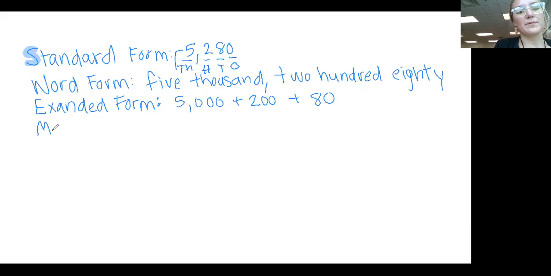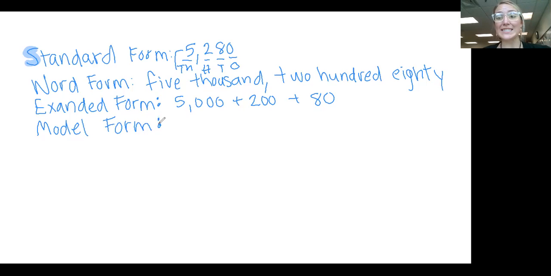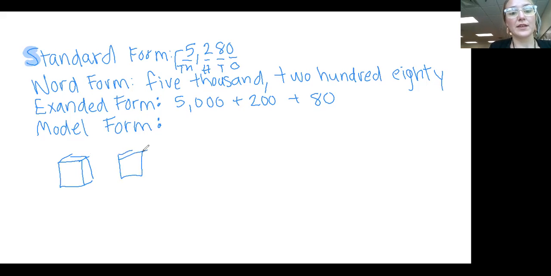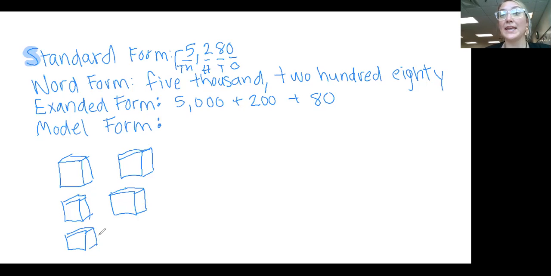Finally is model form. In model form, you use base 10 blocks to show the number. Now we learned last week how to draw a thousands cube. You draw a square, 3 lines, and then connect them to make a block. That is a thousands block. Now I have 5 of those, so I need to draw 5 thousands. There's 2. There's 3. 4 and 5. 5,000. Now I move to my hundreds place.